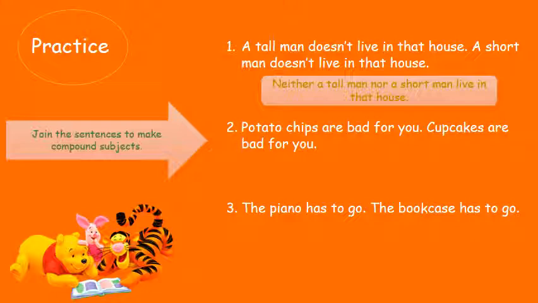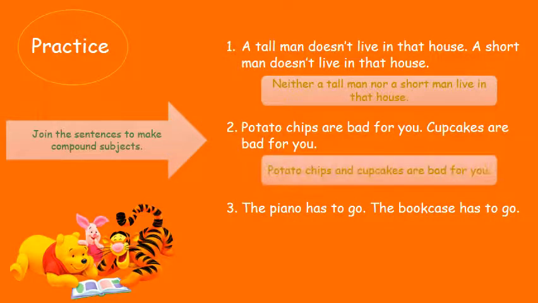Okay, let's continue in number two. Potato chips are bad for you. Cupcakes are bad for you. So here in the first sentence, potato chips is the subject. In the second sentence, cupcakes is the subject. So let's join them together to make one compound subject. Potato chips and cupcakes are bad for you. You see? Potato chips and cupcakes are bad for you. It's easy and simple.